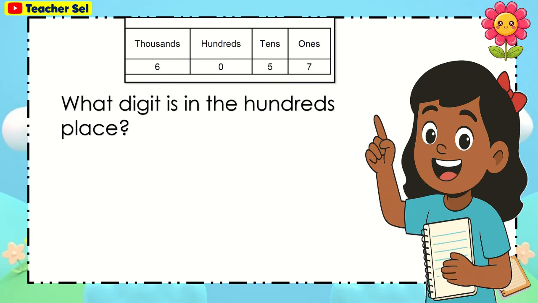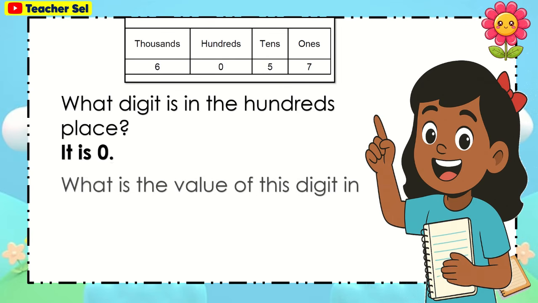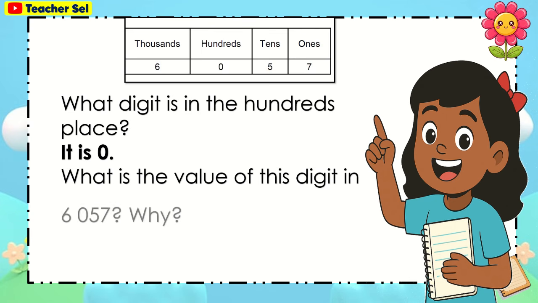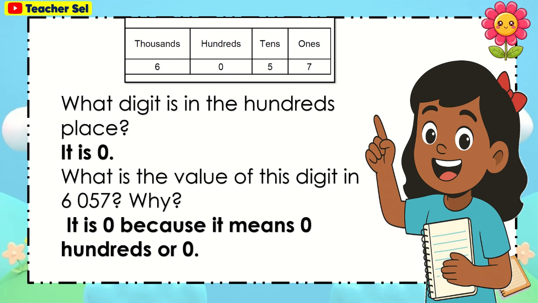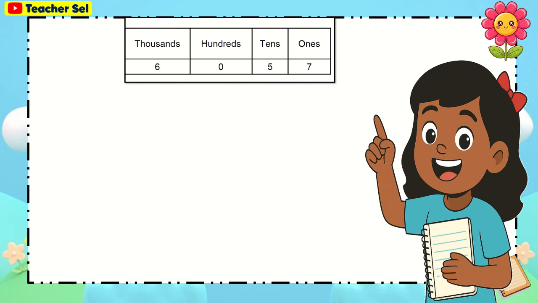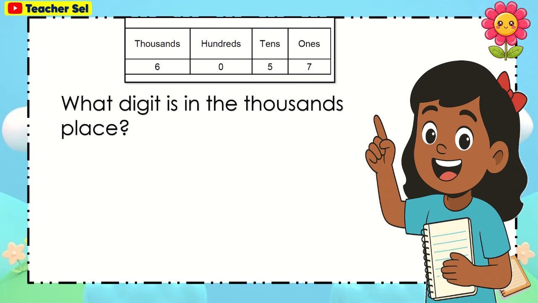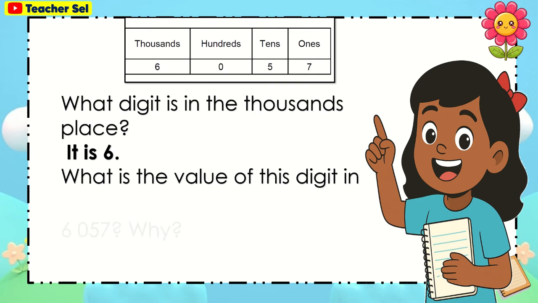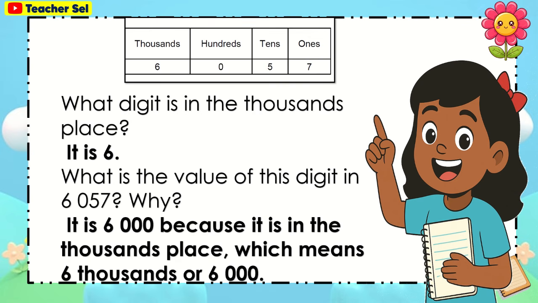What digit is in the hundreds place? It is 0. What is the value of this digit in 6057? Why? It is 0 because it means 0 hundreds or 0. What digit is in the thousands place? It is 6. What is the value of this digit in 6057? Why? It is 6000 because it is in the thousands place, which means 6 thousands or 6,000.